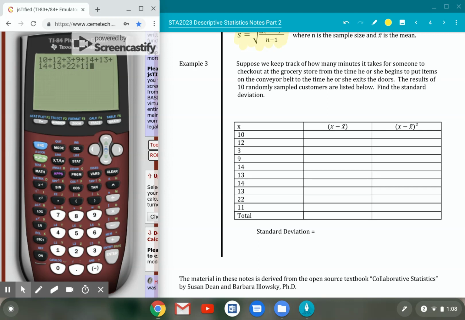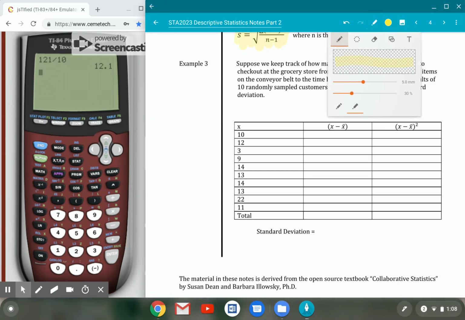The key here, if I'm doing this the old-fashioned way, adding these together and dividing by 10, is that I'm not going to put divided by 10 right now in my calculator, because that would just divide that last number, 11, by 10. I'm going to find the sum first. So add these together, it's 121. And then I'm going to divide that 121 by 10. So the average here, the mean, the x bar is 12.1.